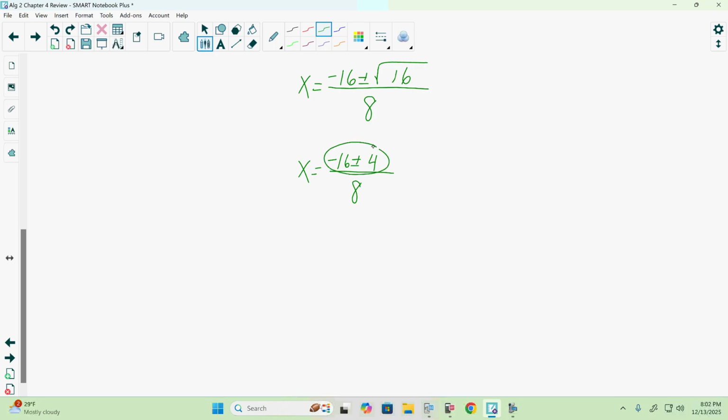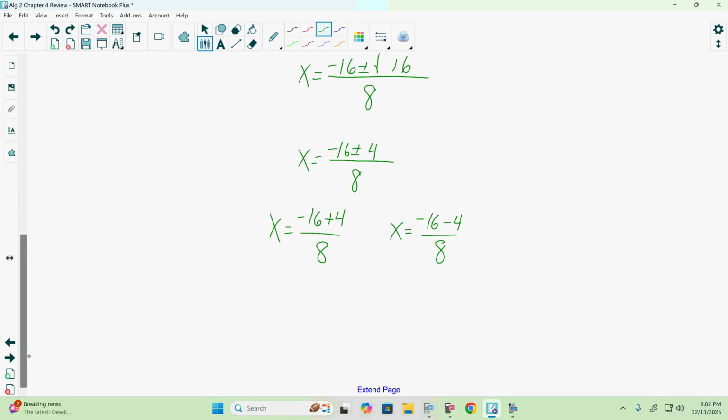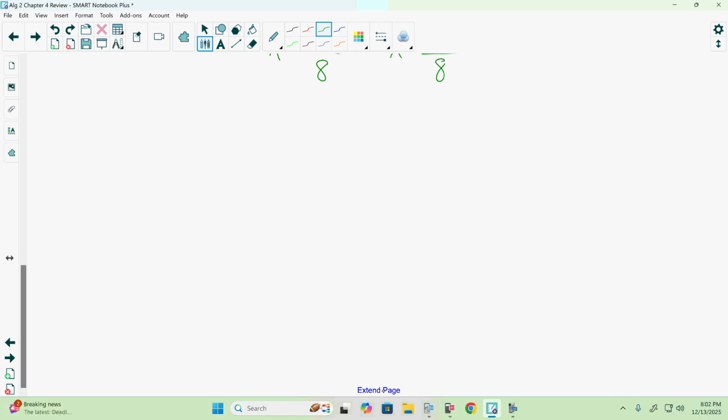Negative 16 and 4 are like terms. We can actually simplify this. We can actually take negative 16 plus 4 over 8. And we can also take negative 16 minus 4 over 8. And at this point here, if we want to do this by hand, we can do this by hand. Or we can do this in the calculator.